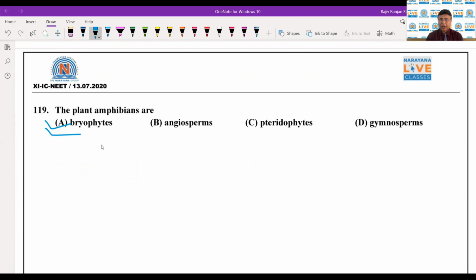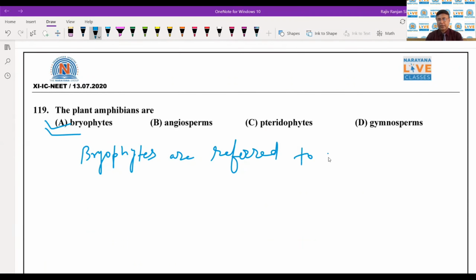So this transitional state is represented by the bryophytes, and this is why bryophytes are called the plant amphibians. Very important question with regard to the examinations like NEET. But it can also be asked in your board examination.